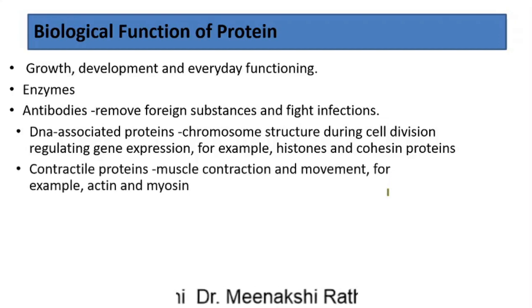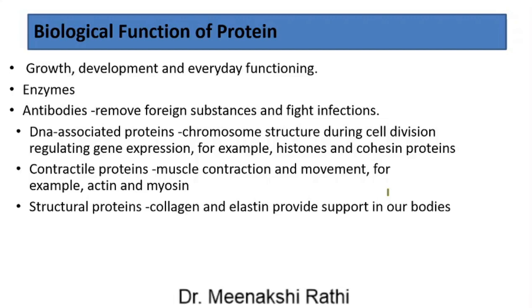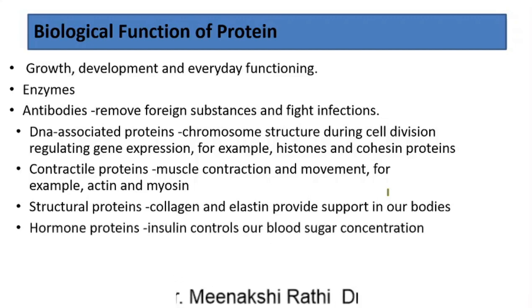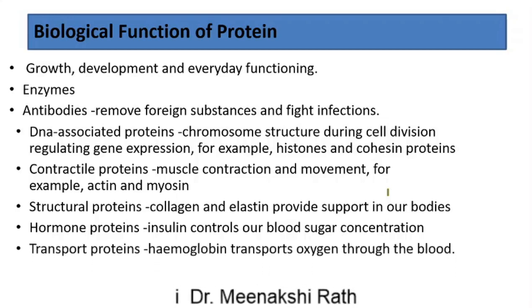Contractile proteins are involved in muscle contraction and movement. For example, actin, myosin. Structural proteins provide support in our bodies. For example, the proteins in our connective tissues such as collagen and elastin. Hormone proteins coordinate body functions. For example, insulin controls our blood sugar concentration by regulating the uptake of glucose into the cell. Transport proteins move molecules around our bodies. For example, hemoglobin transports oxygen through the blood.